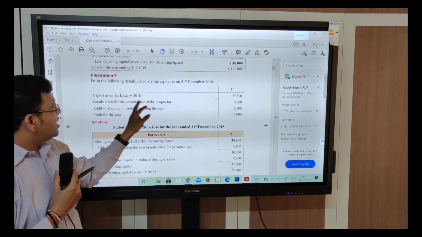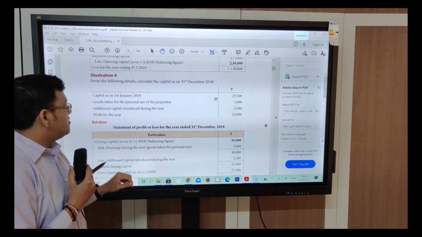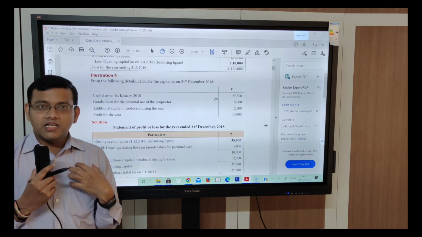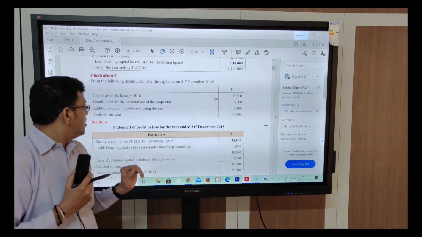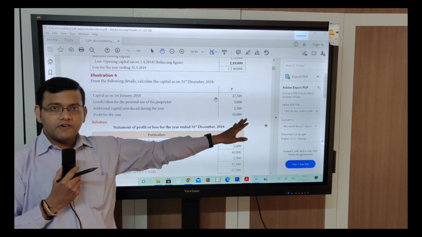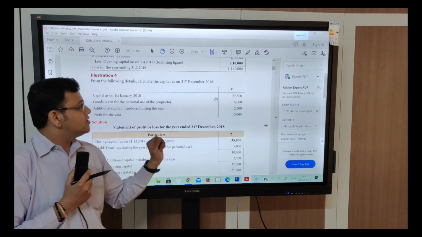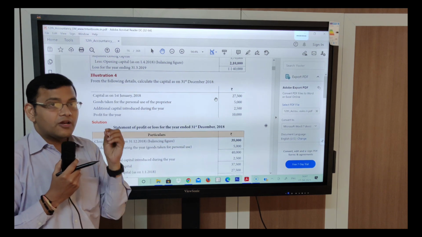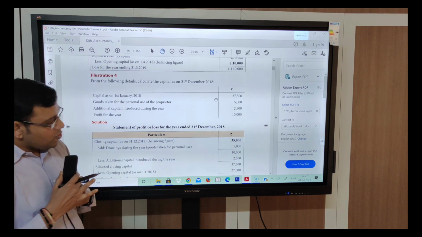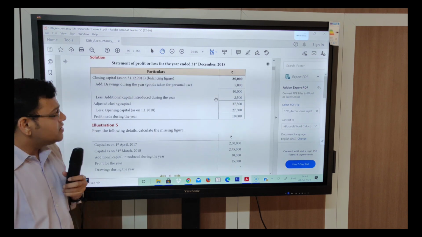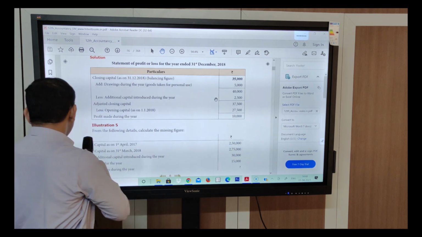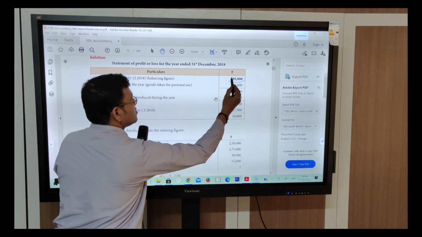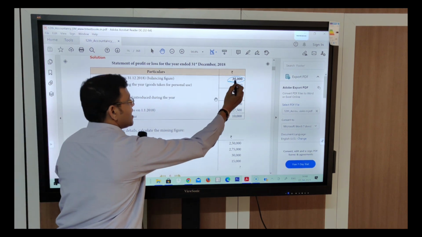Here the capital at the beginning is how much? 27,500, and the goods taken for personal use is 5,000. So he has taken, the proprietor has used these goods for his personal use, and additional capital introduced is 2,500, and profit for the year is 10,000. The question over here is to calculate the capital as on 31st December. That means we have to calculate what? Closing capital. So we'll go back to the same format, and this is not known, right? This is not known. So this will be blank actually.